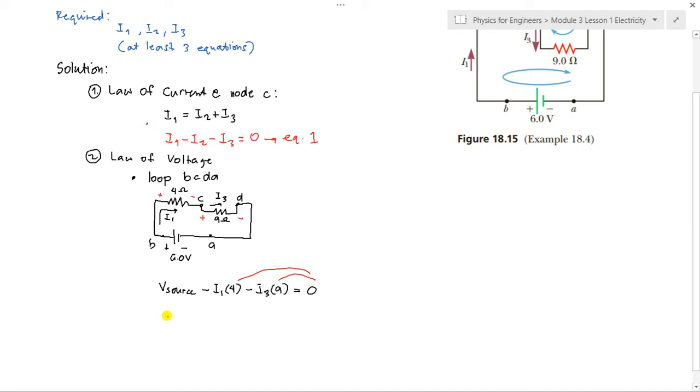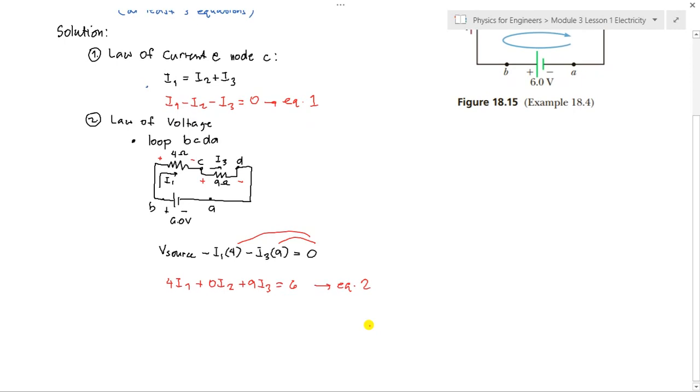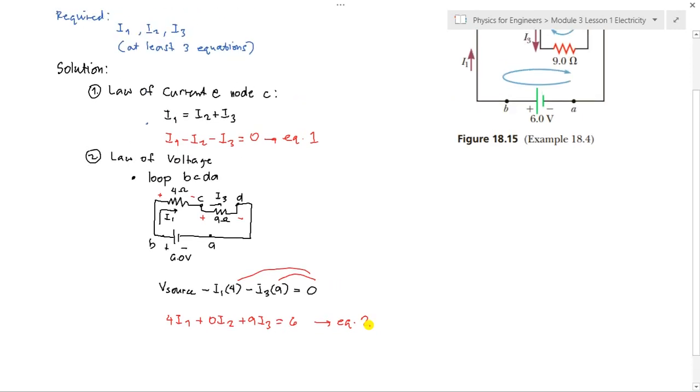So we have 4I1 plus, I can also add 0I2, then plus 9I3 is equal to the voltage source of 6 volts. So this would serve as my equation 2. So we only have one more remaining equation to solve for the three currents.